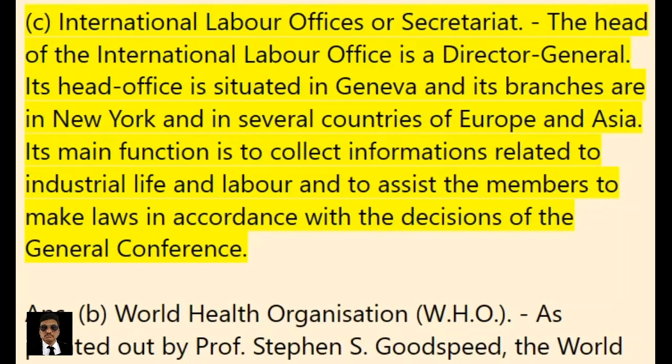C. International Labour Office or Secretariat. The head of the International Labour Office is a Director General. Its head office is situated in Geneva and its branches are in New York and in several countries of Europe and Asia. Its main function is to collect information related to industrial life and labor and to assist the members to make laws in accordance with the decisions of the General Conference.